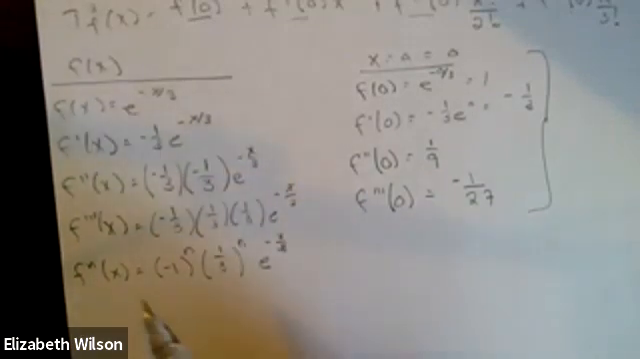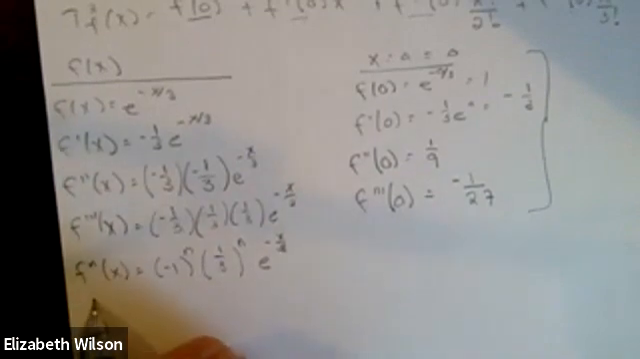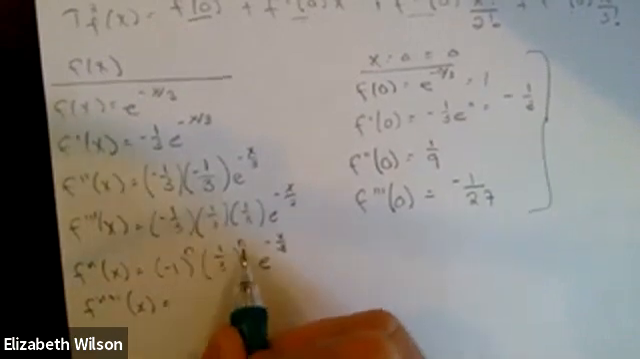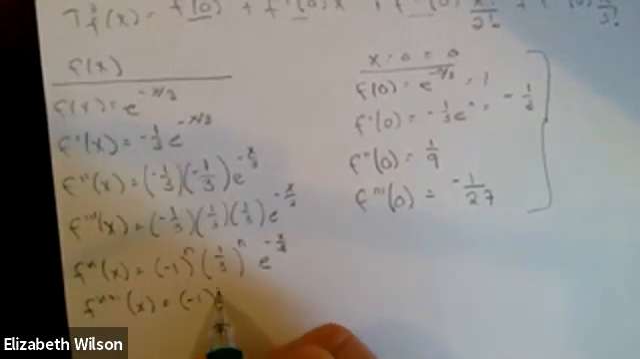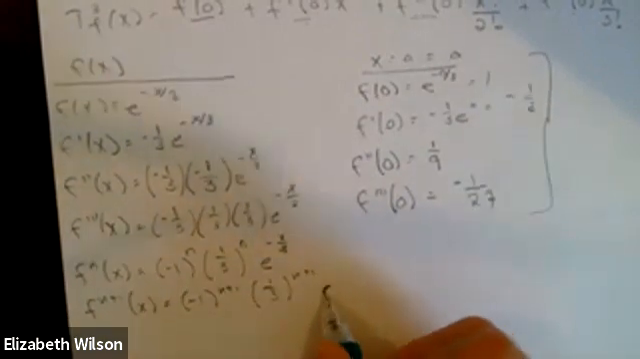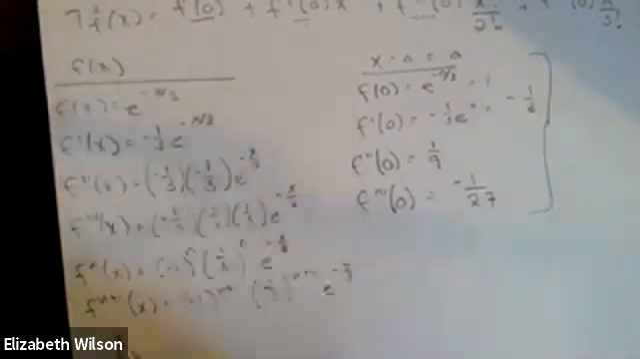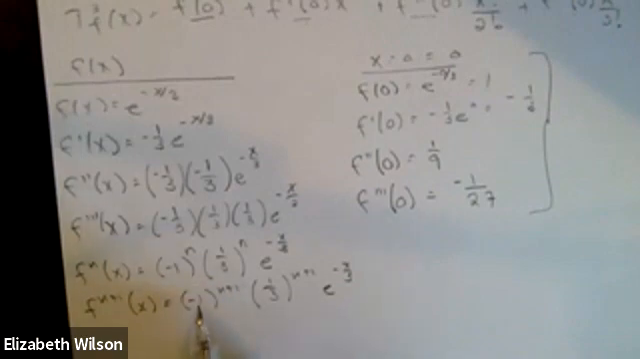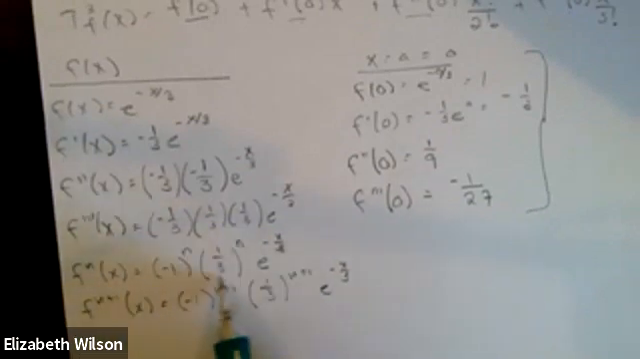Now I'm going to take a look at my n plus first derivative, and I'm basically going to add 1 to all of my n's. So minus 1 to the n plus 1, 1 over 3 to the n plus 1, e to the minus x over 3. I'm not going to worry about the minus 1 when I do the error calculation because I'm taking the absolute value of it. But this n plus first derivative I'm going to use when I do my error calculations. We'll get to that when we look at part C.